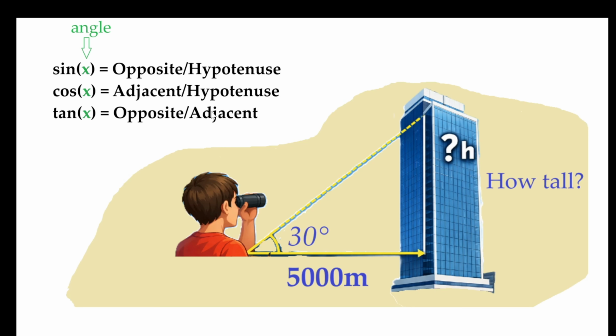So looking at this, which of these could we use? In which of these do we only have one thing that's missing? So let's take a look. For sine of x, well, we have the angle. We don't know the opposite. We don't know the hypotenuse either. So we're missing two pieces of information. Okay, so we can't use that one.